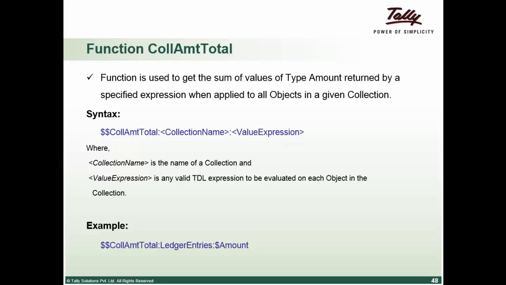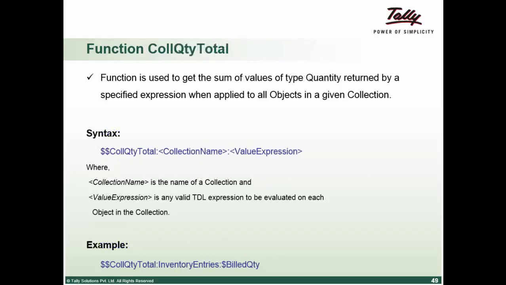Now we also have a function called $$AmtTotal. As the function suggests, the function is used to get the sum of the values of type amount returned by a specific expression to all the objects of a collection. Then we have $$QtyTotal. Again, it is similar to $$AmtTotal. The only difference is that it will return based on quantity. Similarly, we have $$NumTotal, which returns based on the number.